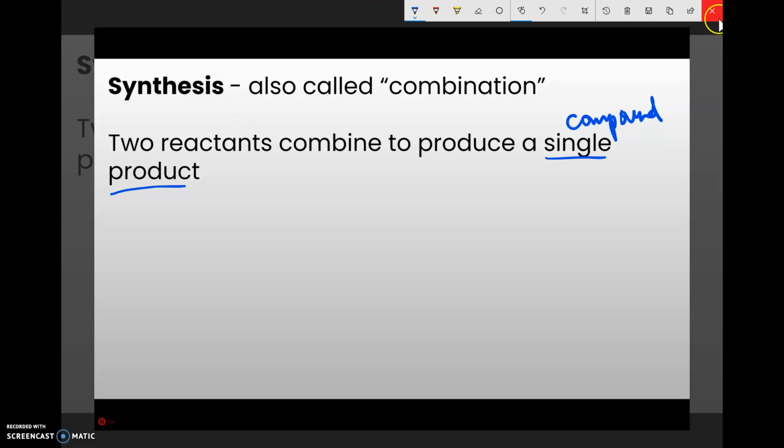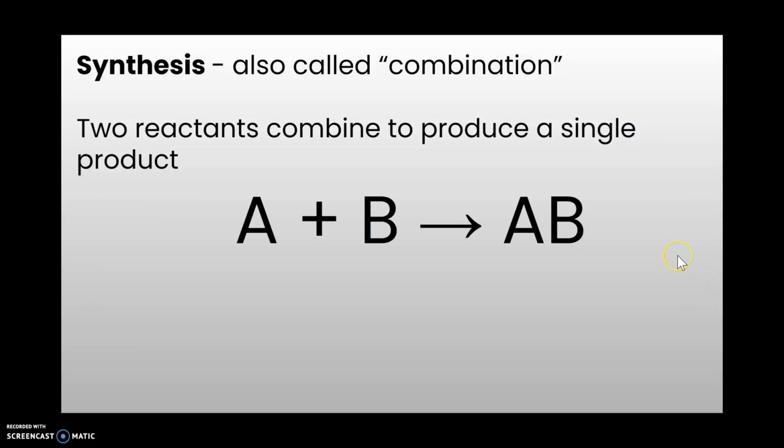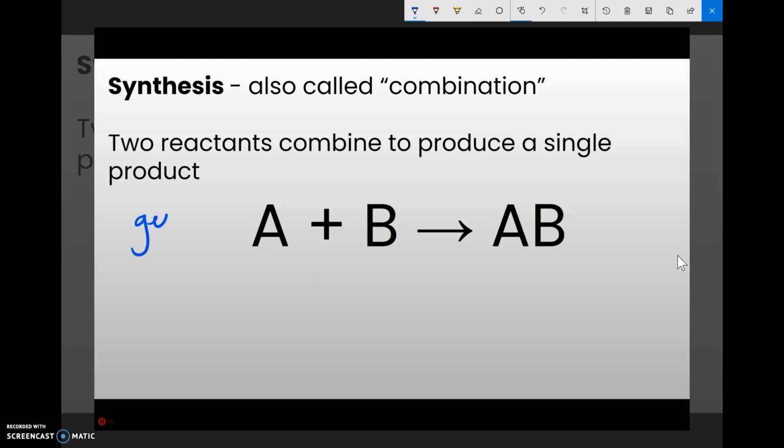Okay? So this right here is the general equation. So go ahead and write down this A plus B yields AB on page 5. Okay, notice how A is a reactant, B is a reactant.